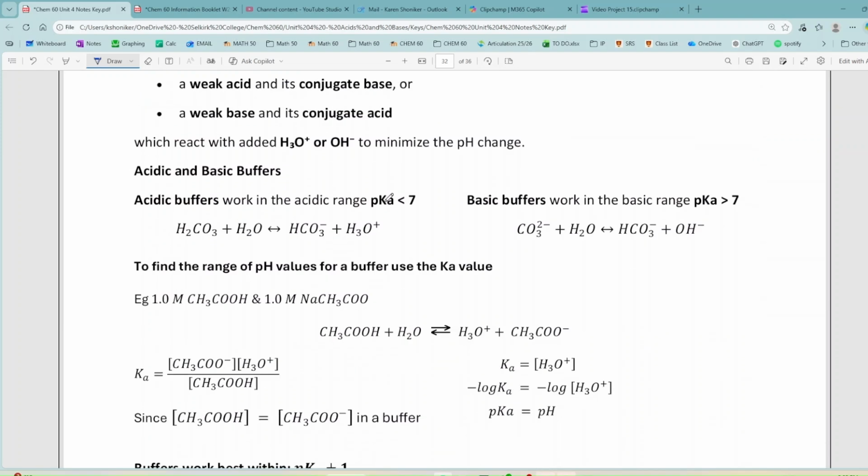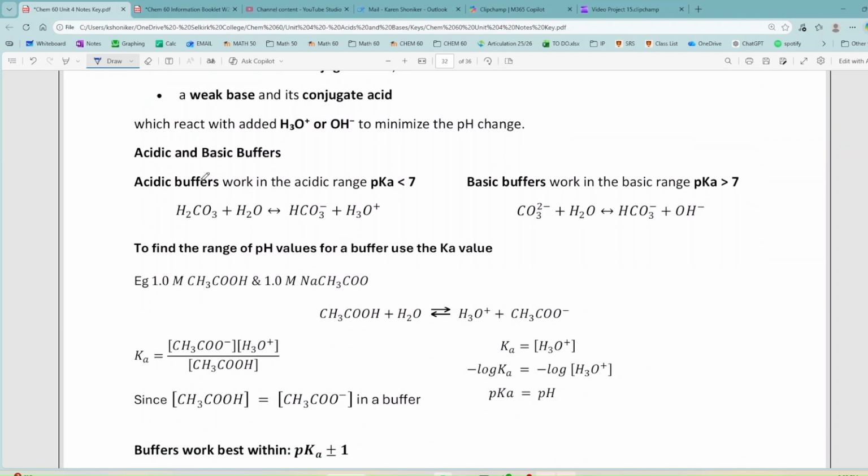Now, what does that mean? Well, an acidic buffer is something that works in the acidic range, something like a pKa less than 7, or a pH less than 7, until you understand what pKa means. So something like this, H2CO3, which I think is carbonic acid. Carbonic acid in water produces this hydrogen carbonate ion, I believe that's what it's called.